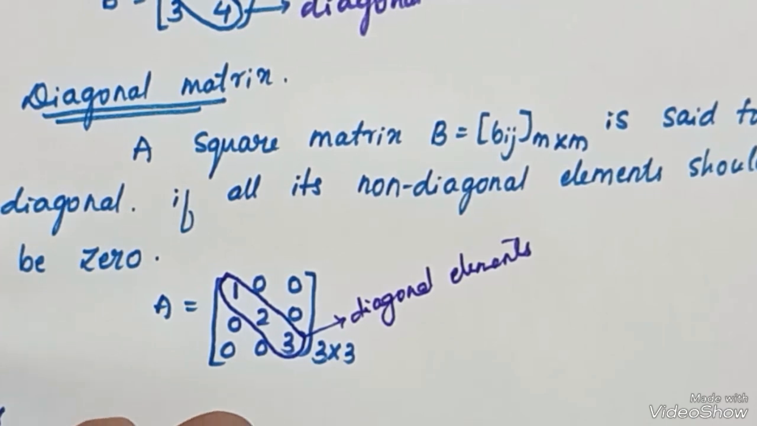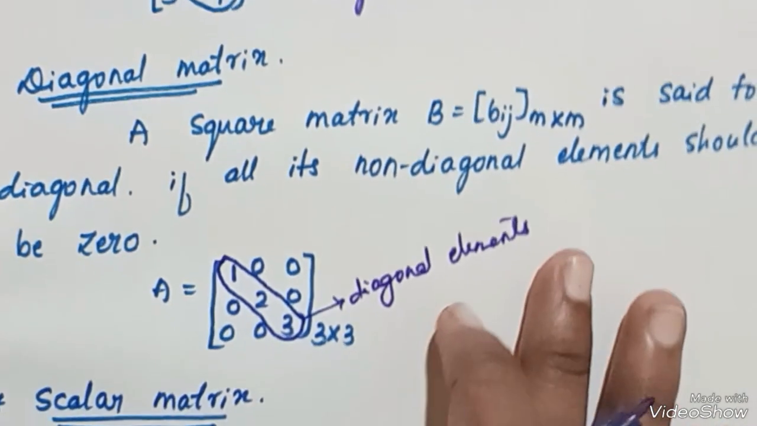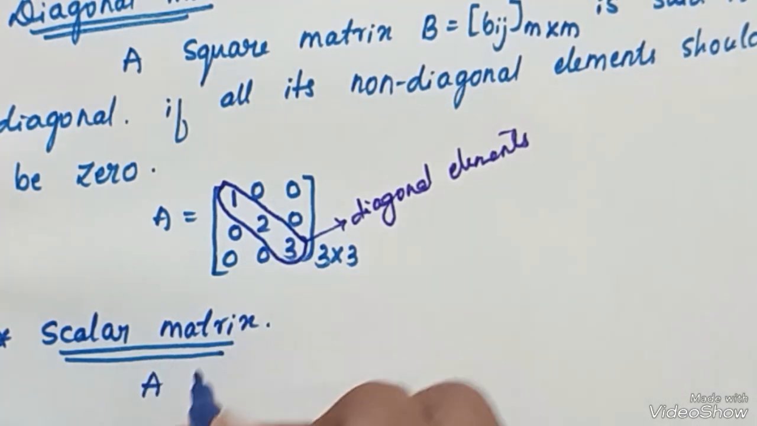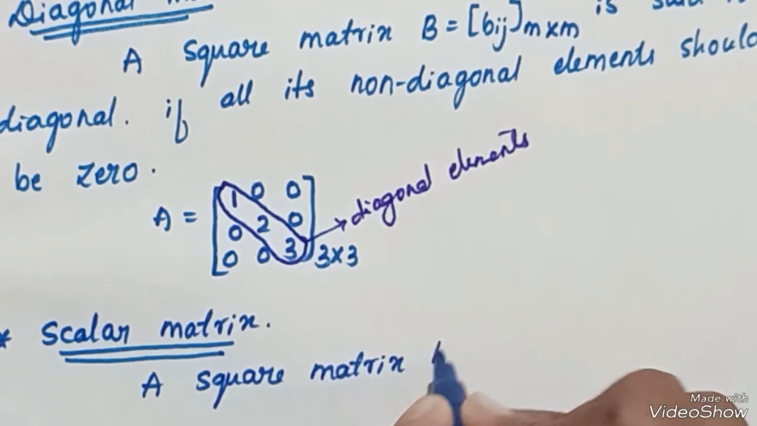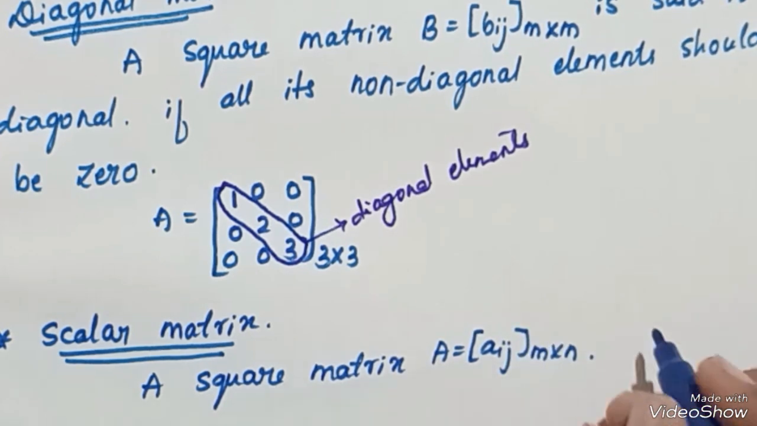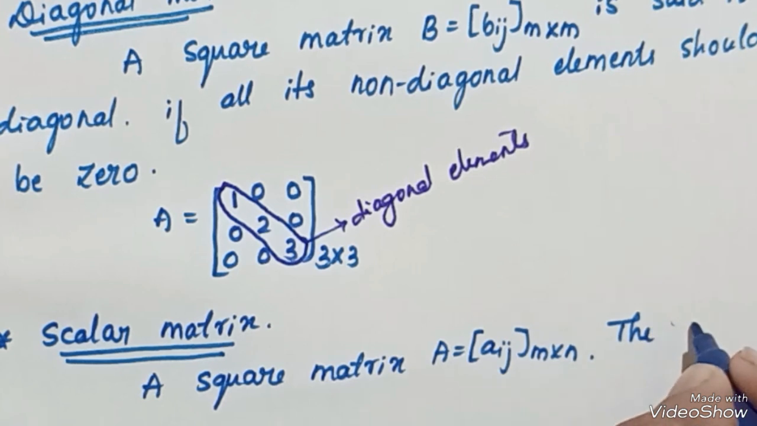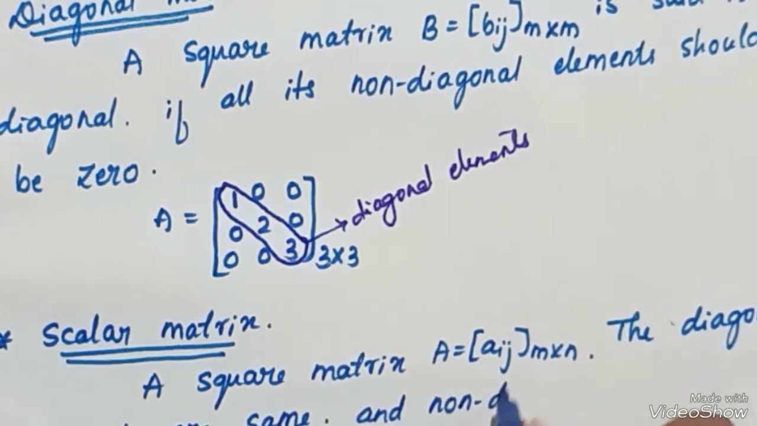Next one, scalar matrix. Here also we consider a square matrix A = Aij of m cross m, in which the diagonal elements are the same and the non-diagonal elements are 0.